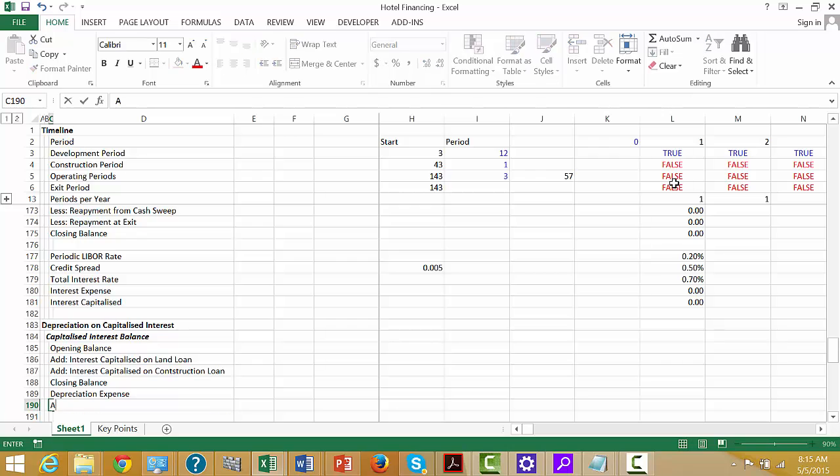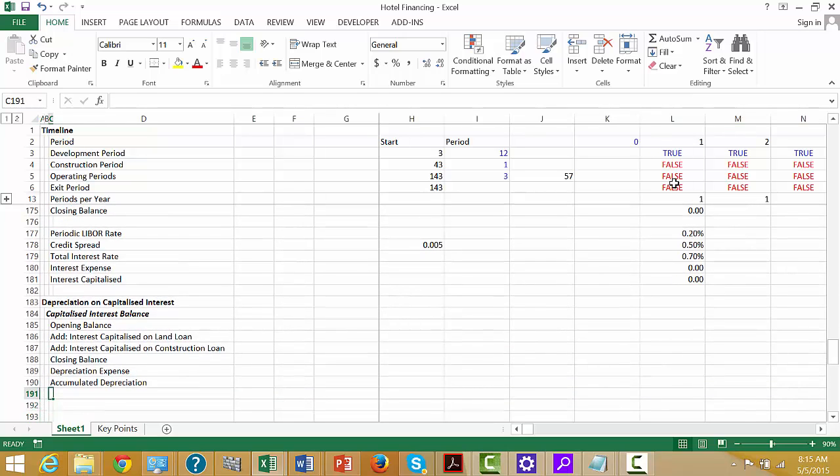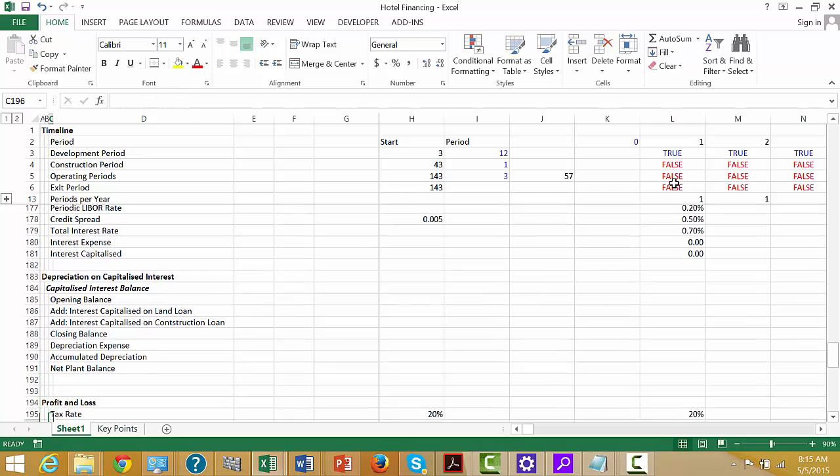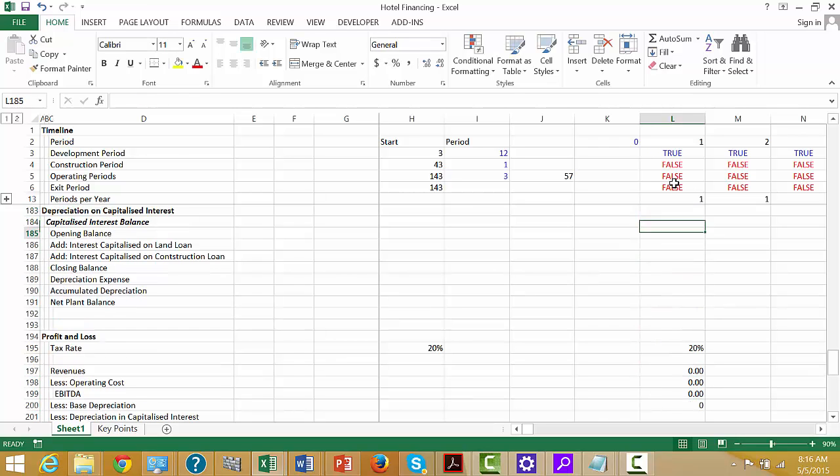And let's put accumulated, and then finally underneath the accumulated depreciation, the net plant balance. Okay, so we need this one, and let's just take this depreciation from here. Is that 189 now? I think I might as well do this. Opening balance equals the closing balance.